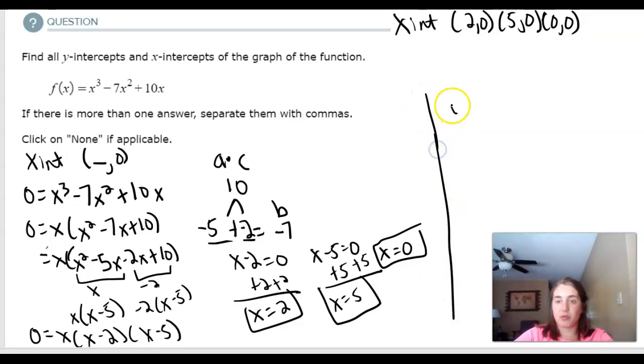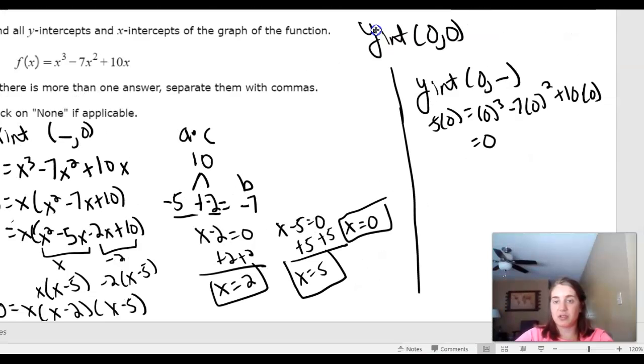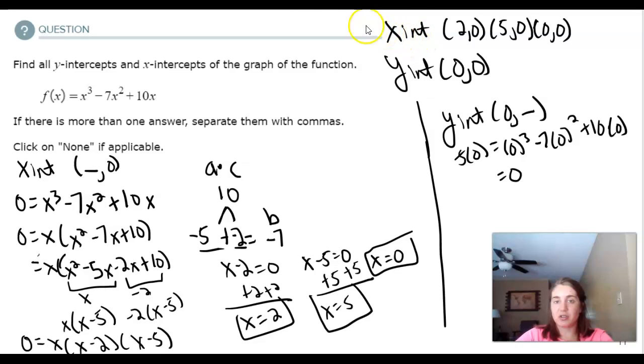Now remember my y-intercept is 0, comma something. So everywhere I see an x, I'm putting a 0. Which would end up getting a 0. So I put in a 0 and I got out a 0. Sorry. And it would end up looking like that.